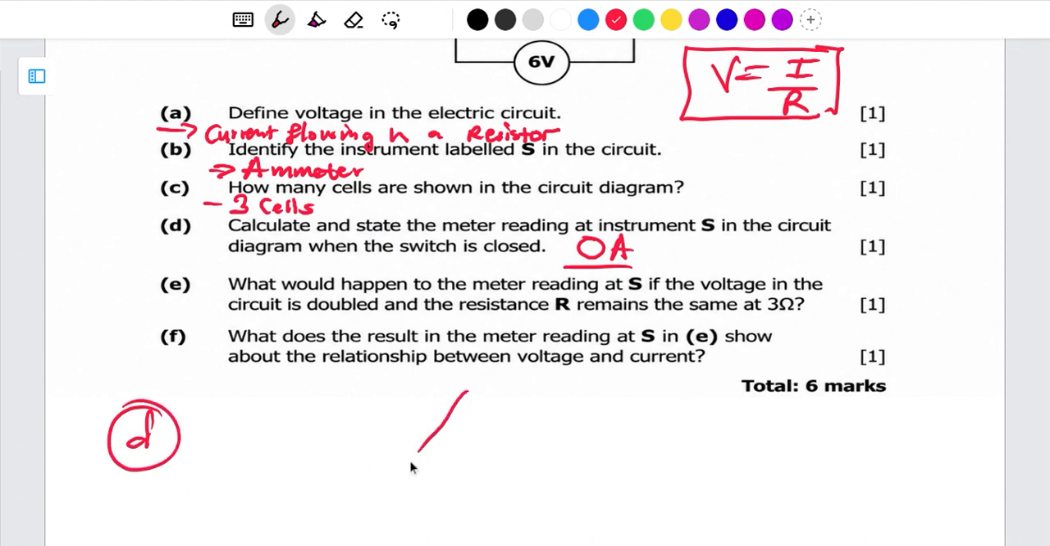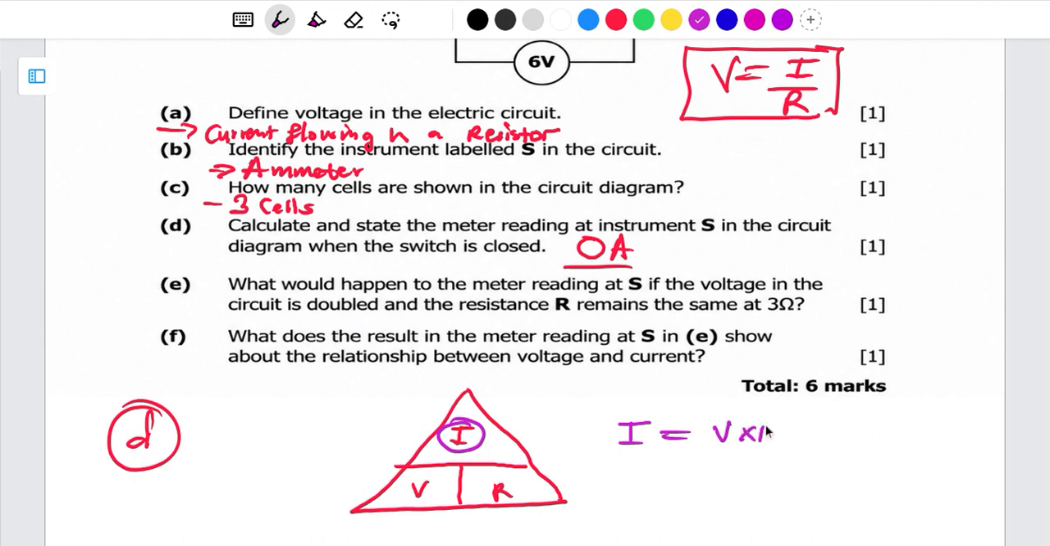So using this magic triangle, the one that you know, you'll be able to come up with the formula that we're going to use. So here we have current, here we have voltage, here we have resistance. Since the question is asking us to calculate the current that is flowing through the conductor or in the entire circuit, we're looking for this one. So what are we going to do? We have to multiply V and R for us to come up with the formula for current. So current is going to be equal to voltage multiplied by resistance.